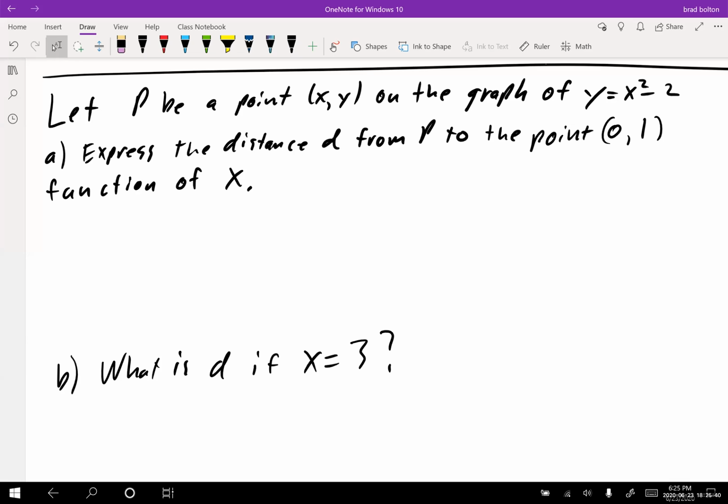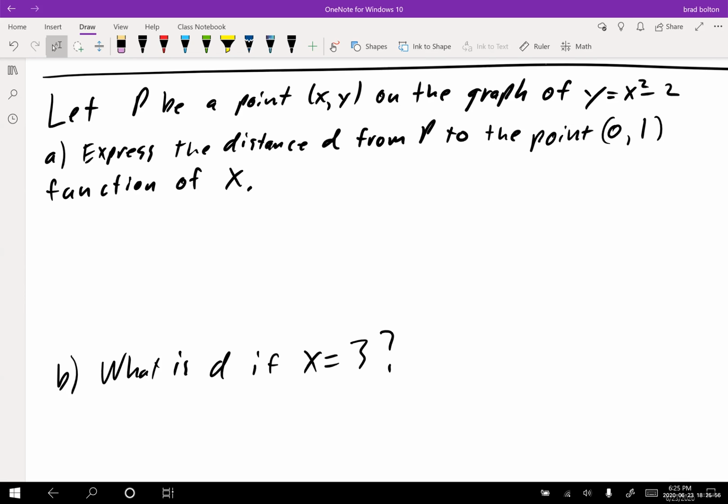So it says, let P be a point, let's call it x comma y, on the graph of y equals x squared minus 2. I would like you to express the distance d from P to the point (0, 1) as a function of x, okay?